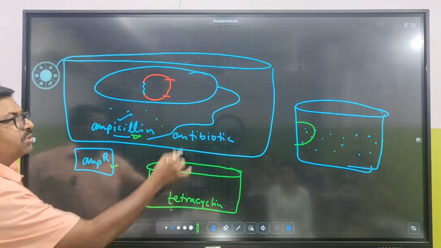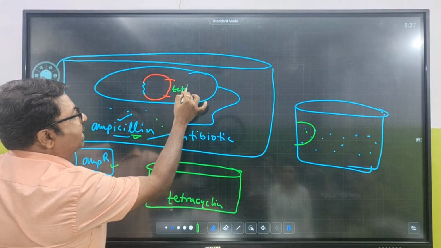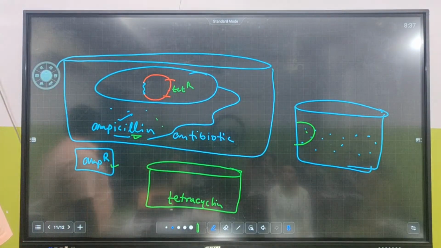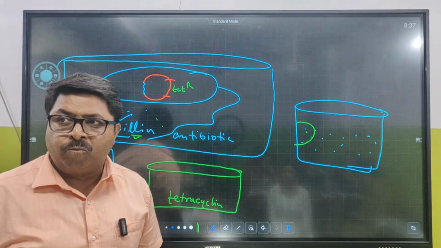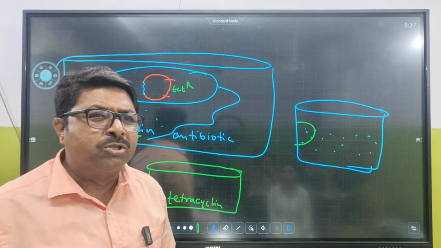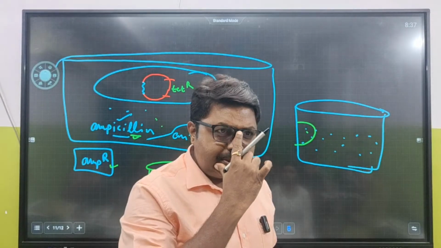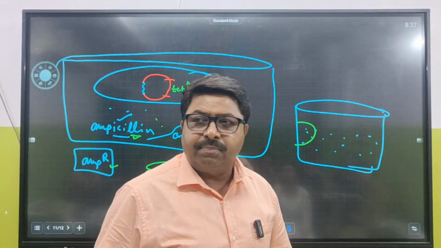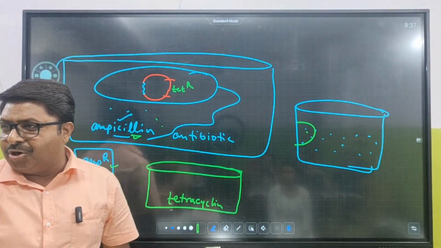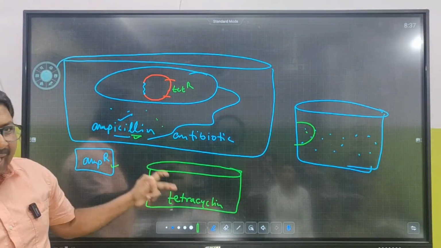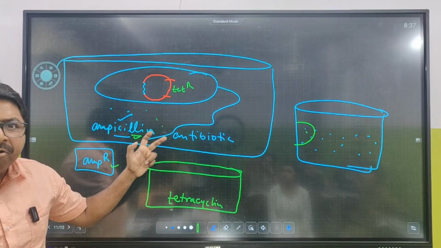It will grow. Why? Because it is already having the intact tetracycline resistant site. Do you think our purpose has been solved? What was our purpose? To have both of them. Got the idea? So how many times do we have to grow them? How many nutrient media do we have to use?